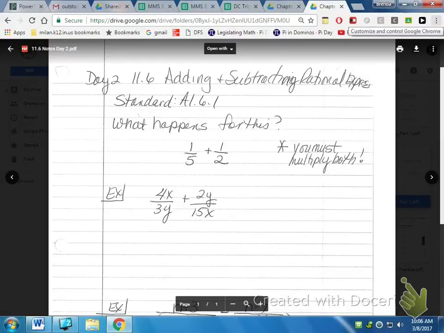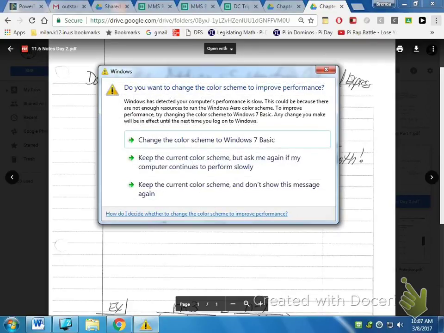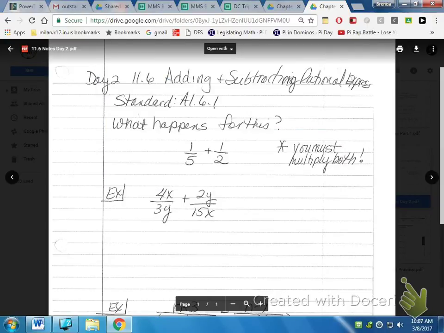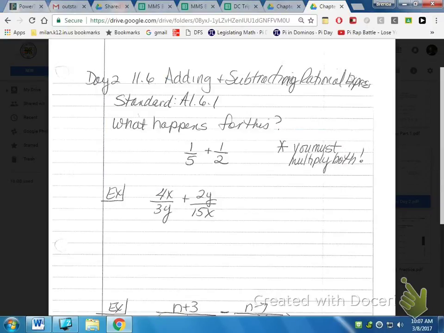Lesson 11.6, Adding and Subtracting Rational Expressions, Day 2. Again, we are adding and subtracting rational expressions, only today they will not have like denominators to begin with. You will have to do something to them to make them have a common denominator before you can add or subtract. So let's review what you would do with something like 1/5 plus 1/2.